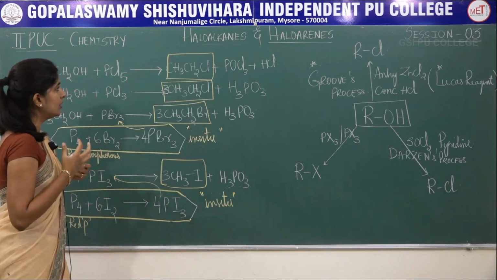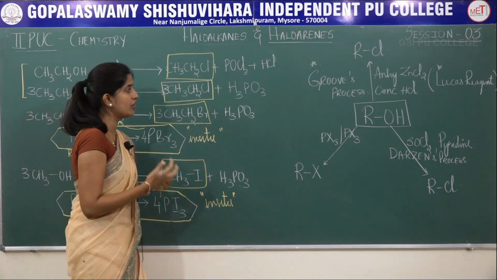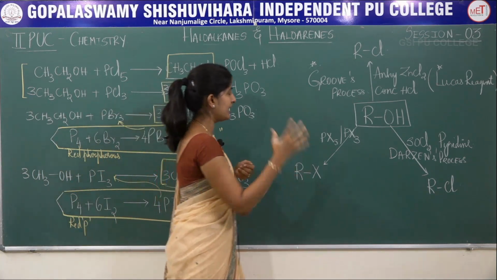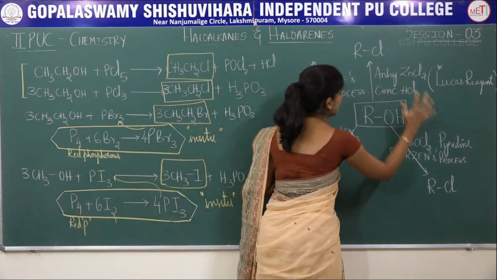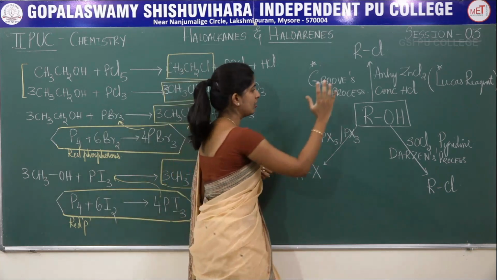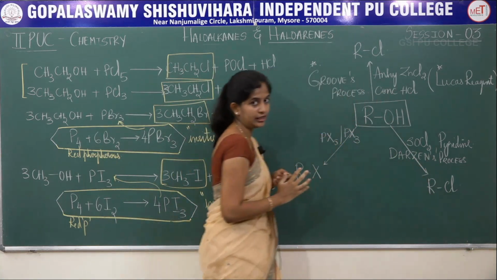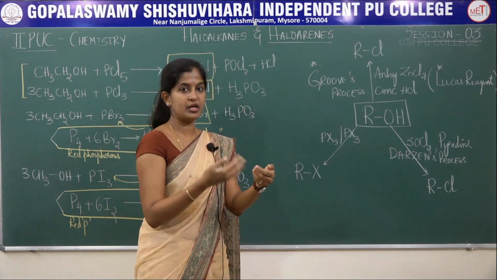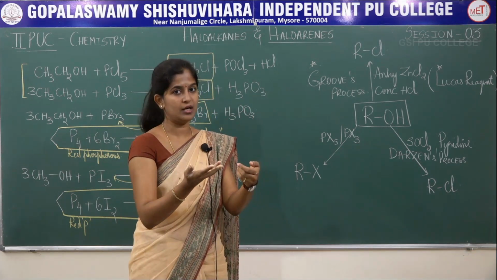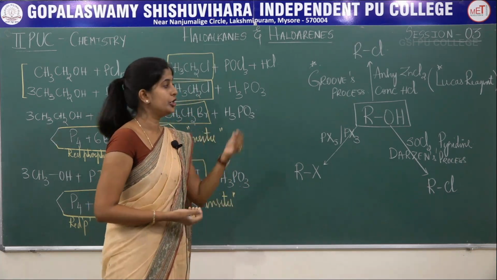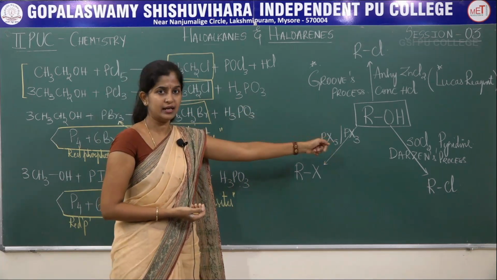So these are the methods of preparation of haloalkane from alcohols. Remember very well the 3 reagents which are capable of converting your alcohol into haloalkane. A very commonly asked question is: which of the following is the reagent which can convert your alcohol into haloalkane? There will be plenty of reagents, and you should know which reagent converts alcohol into haloalkane.